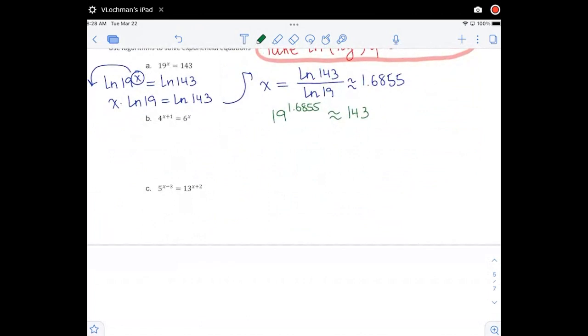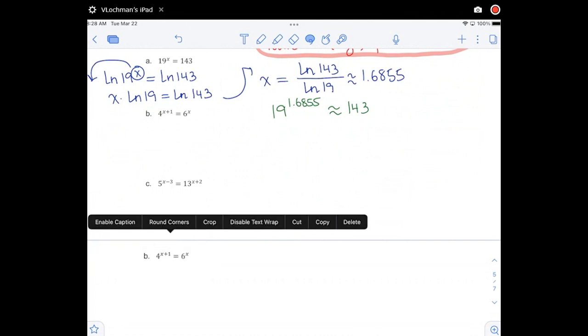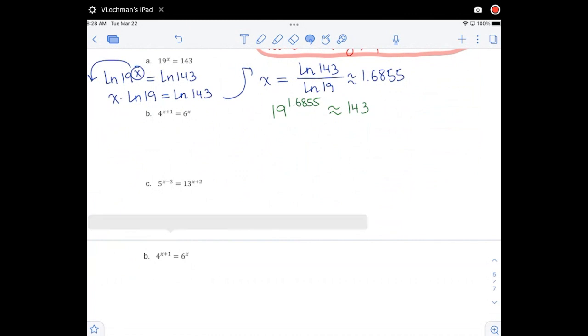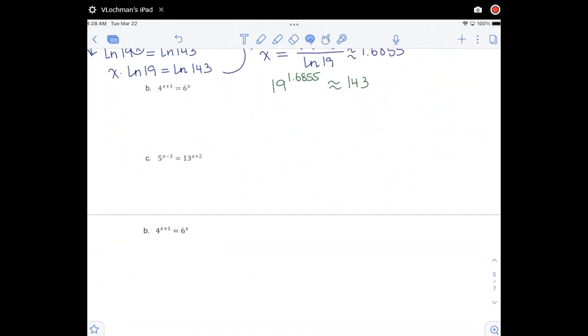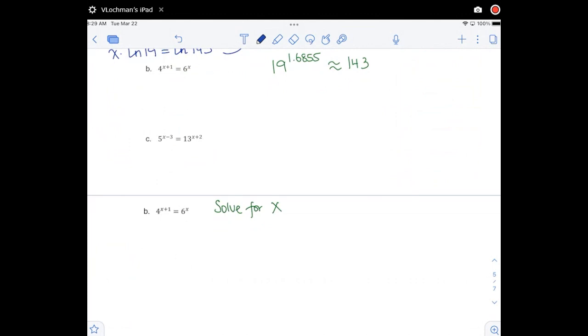Now let's take a look at the next two problems. Let me go ahead and copy these. I'm going to need a little bit more room. So problem B, I have 4 raised to the power x plus 1 is equal to 6 to the power of x. Remember our goal. Our goal is to solve for x, right? So we're going to use that trick and take natural log of each side. Natural log of 4 raised to the power x plus 1 is equal to natural log of 6 raised to the power x.